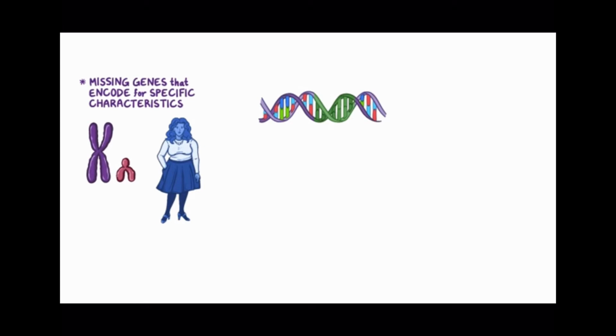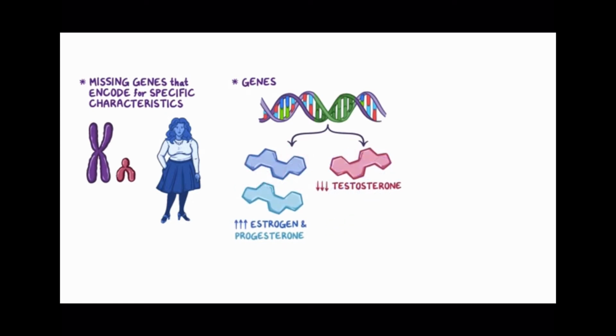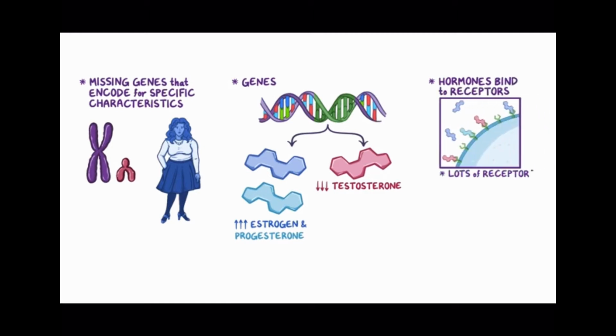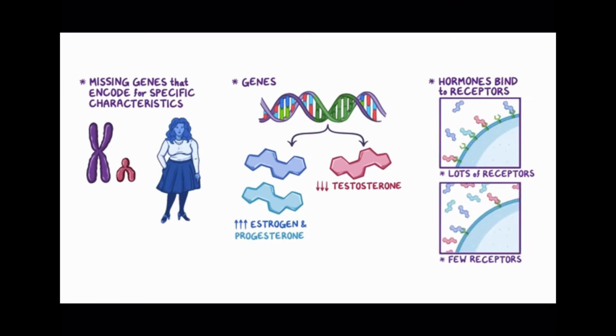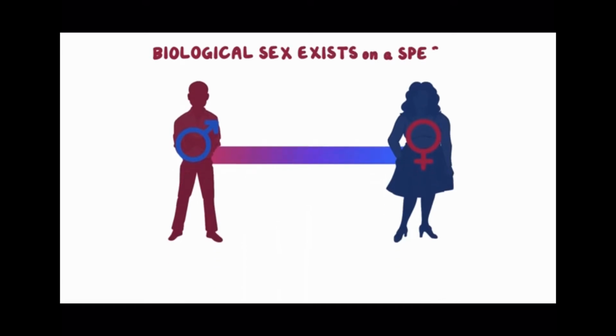Some genes get expressed at high levels and others at low levels. So a person may have genes that express a high level of testosterone and little or no estrogen or progesterone, or vice versa. Finally, hormones like testosterone, estrogen, and progesterone bind to receptors, and some people may have lots of receptors that can easily bind to hormones, whereas others may have very few receptors. In many cases, these people are intersex individuals whose bodies do not fit into the standard definition of male or female. The bottom line is that biology is messy, and like most things, biological sex exists on a spectrum.